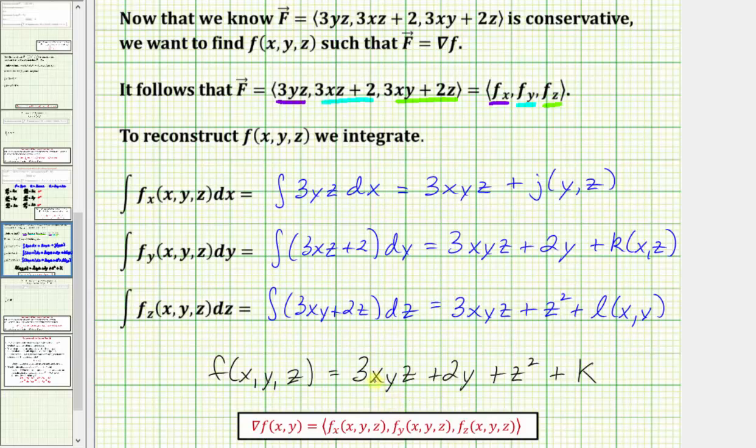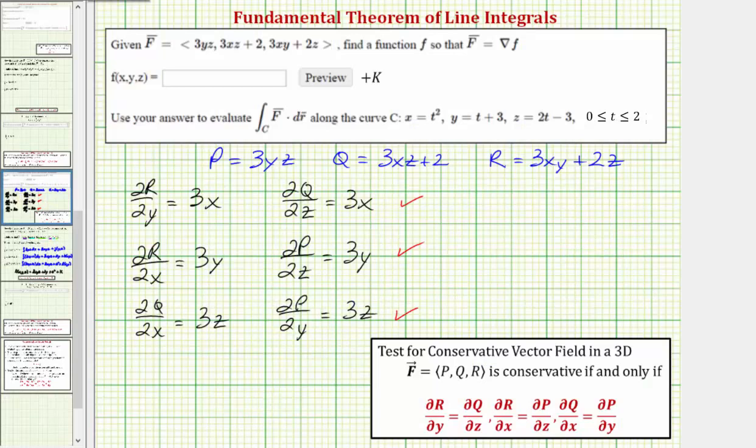So going back to our first slide, we now know that little f is equal to 3xyz plus 2y plus z squared, and notice how the constant of integration is already here. So now we want to use this potential function to evaluate the line integral along the curve C of f dot differential r, where the curve C is defined here. Before we do this, let's review the fundamental theorem of line integrals.